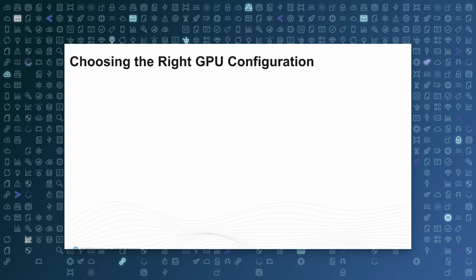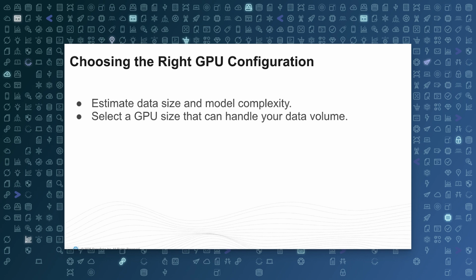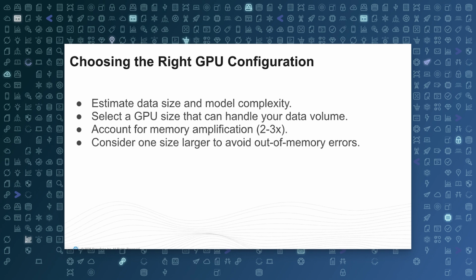How do you choose the right GPU configuration? Here are some guidelines. First, estimate the size of your data and complexity of your models. Then select a compute pool that fits your workload with these simple principles in mind. Choose a GPU size that can comfortably handle your data volume. Account for memory amplification. Data often requires 2 to 3 times more memory during processing. Consider going one size larger than your initial estimate to avoid out-of-memory errors.